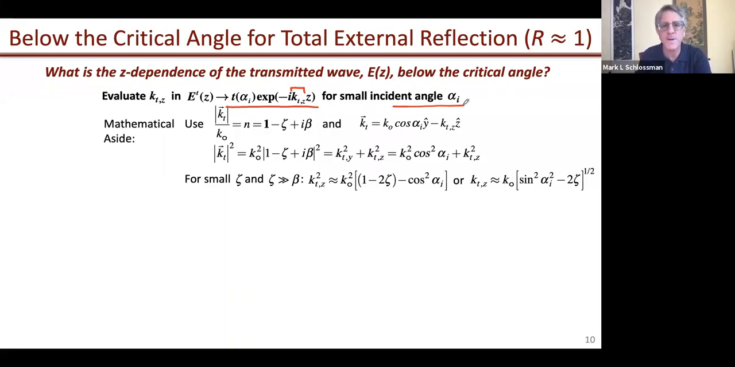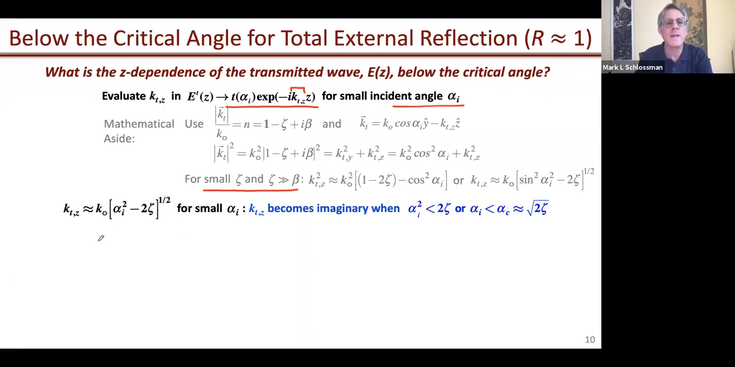And again, here's a mathematical aside. I'm not going to go through this. I'll just point out that there is one approximation here, but it's generally valid, and that is we need small zeta and zeta being much greater than beta. And as I said before, for the kind of materials that we're typically interested in here, zeta is about 2 parts in a million, and beta is about 1 part in 100 million. So this is a good approximation. And that leads you to this expression for the Z component of the transmitted wave vector.